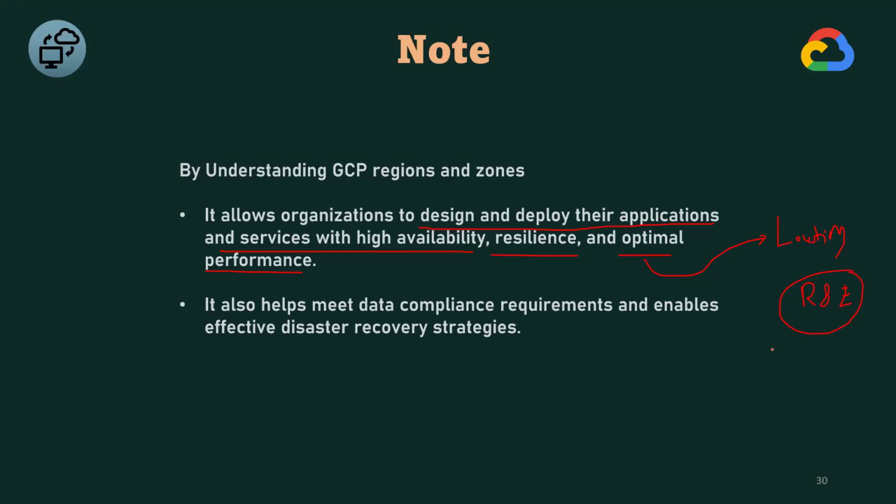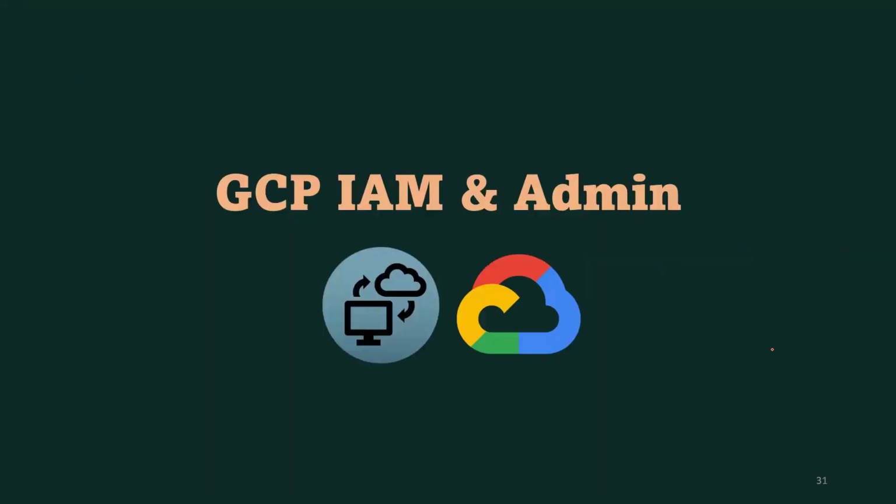So this is the moral of the story for GCP locations: by learning the GCP regions and zones, you can deploy your application with high availability, resilience, and optimal performance by selecting a proper region and zone. It also helps meet the data compliance requirements and enables effective disaster recovery strategies as well. So this is the GCP regions and zones case.